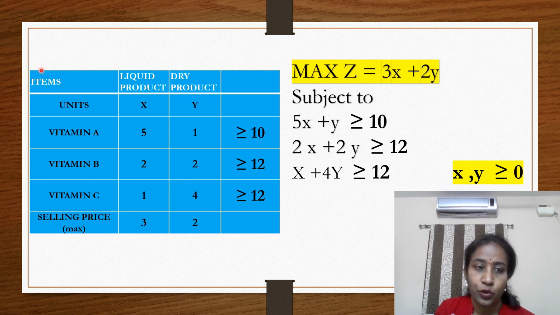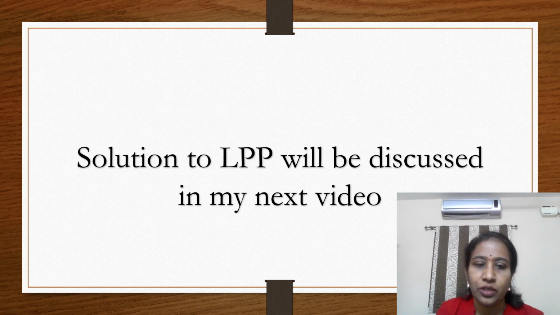And in case you take the second tabular column, then again your LPP is going to be right only. So don't worry about that. So now it comes as 5x plus 1y greater than or equal to 10, 2x plus 2y greater than or equal to 12, 1x plus 4y greater than or equal to 12. And what is going to be maximized is the selling price, which is maximum z is equal to 3 into x plus 2 into y, subject to these constraints. Solution to these LPPs will be discussed in my next video.